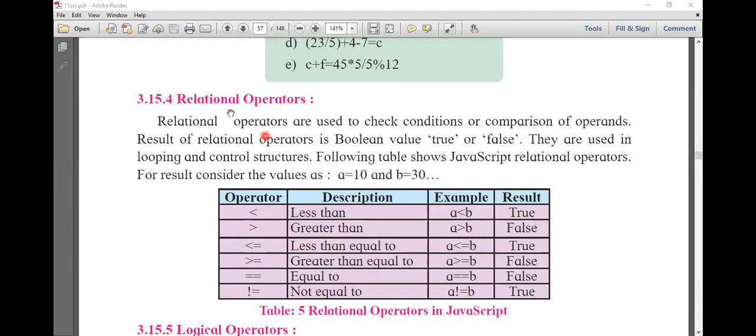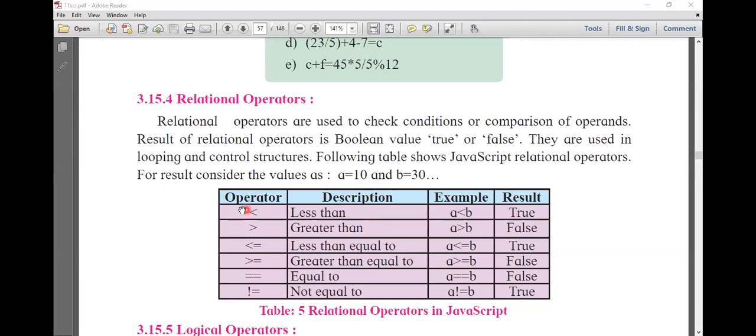Okay, so a relational operator always gives a result of two types, true or false. This type of answer is called a Boolean value. So after executing relational operators, you will get an answer in true or false, that is a Boolean value.